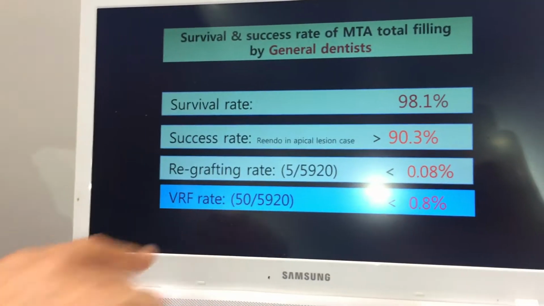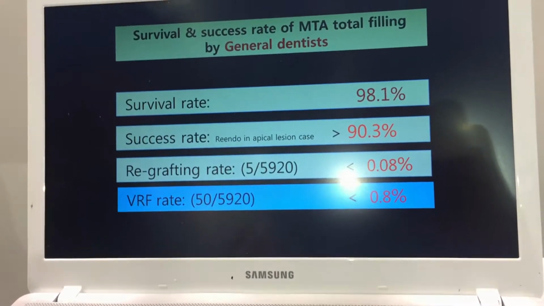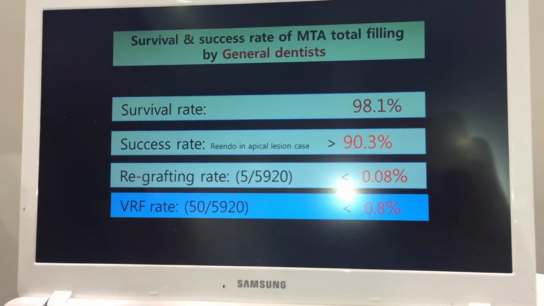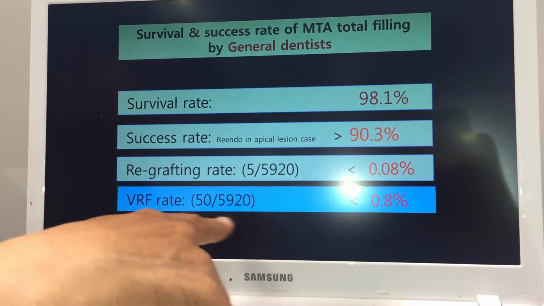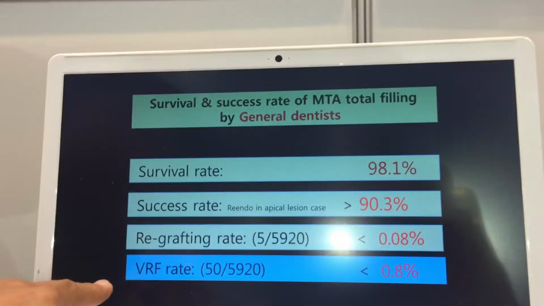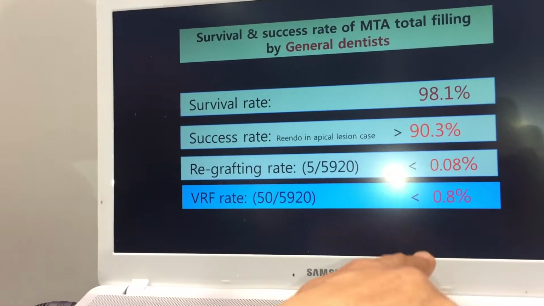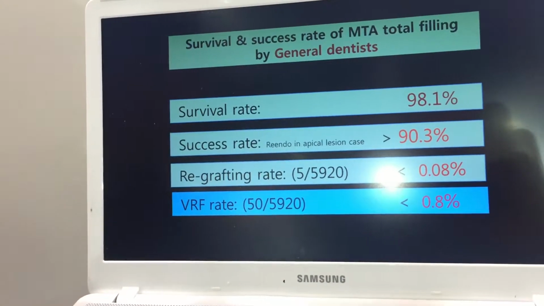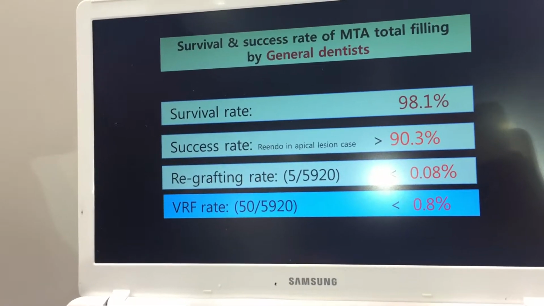And vertical root fracture is the main dilemma of endodontists. We analyzed almost 6,000 cases of MTA monoblock. The vertical root fracture incidence is very low, 0.8%. Okay?